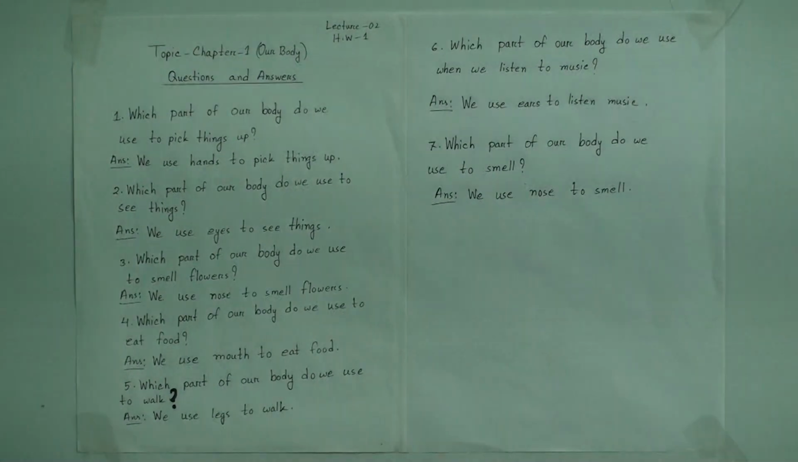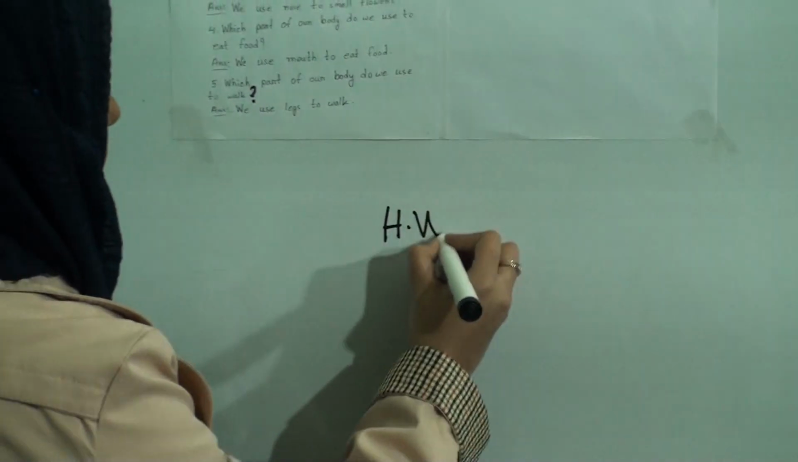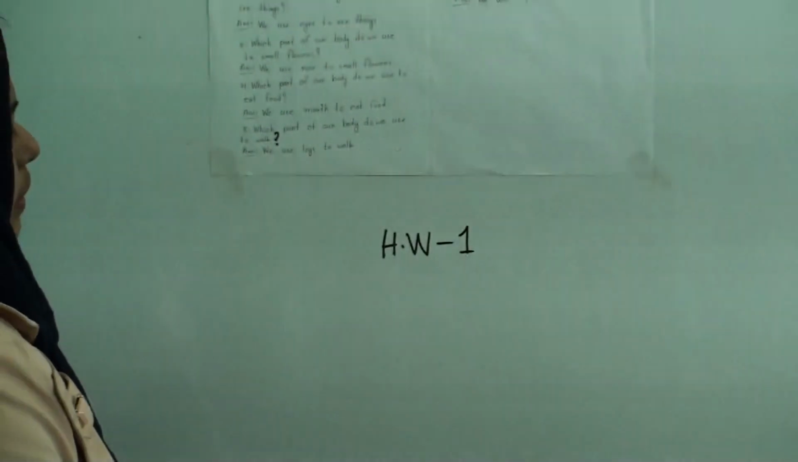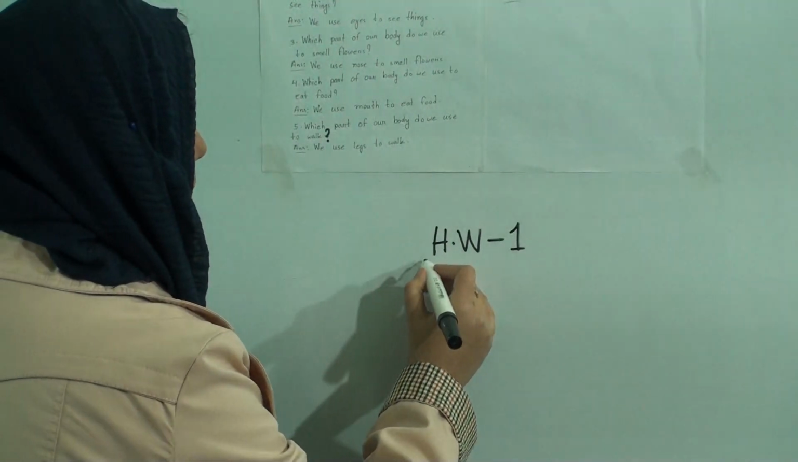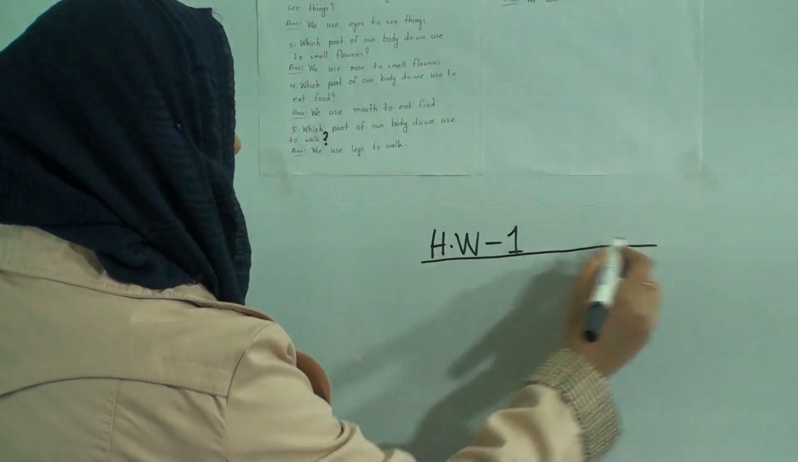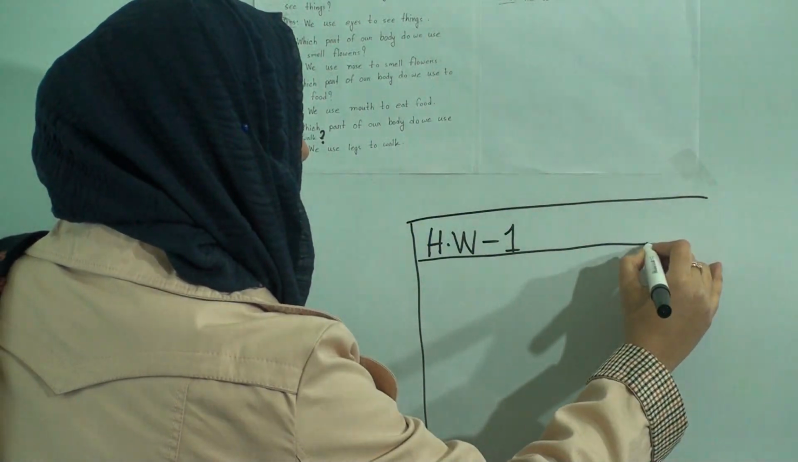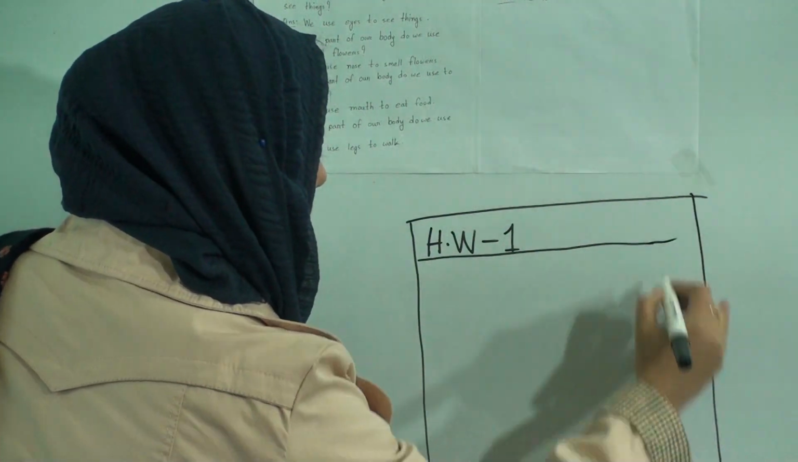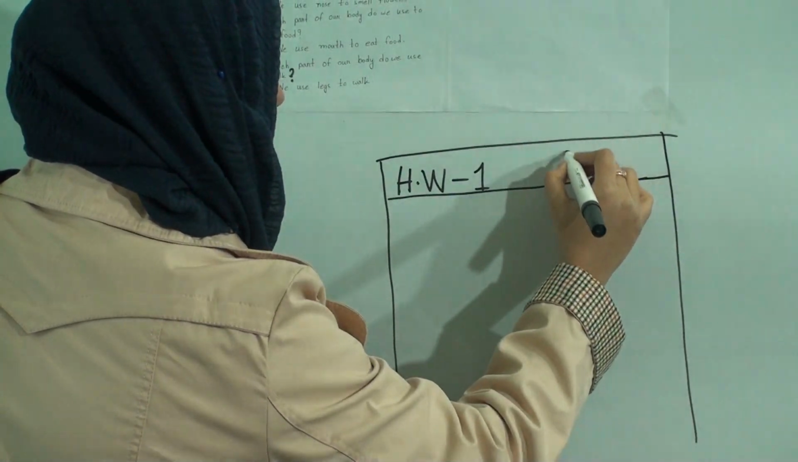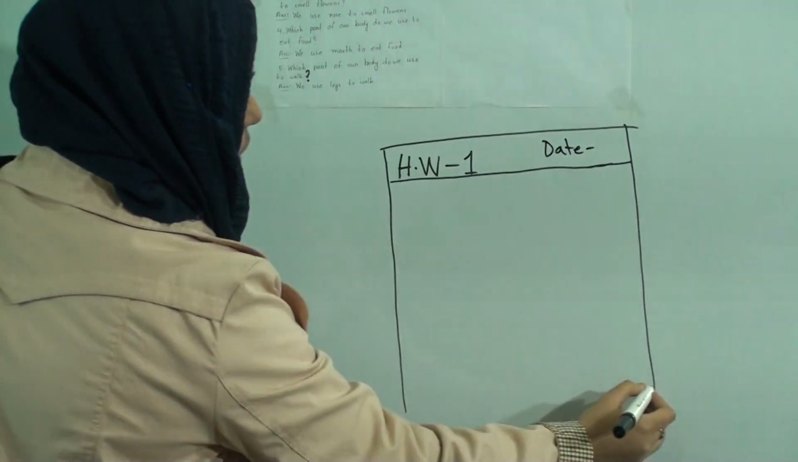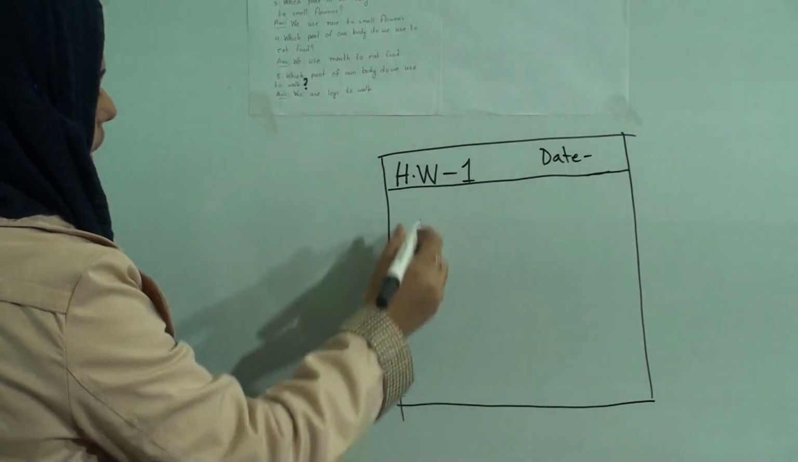Now I will give you SW. Our SW today is 1 number SW. And students, remember that when you do your SW, you have to write down the SW number and date, your submission date, on top of your SW copy page.